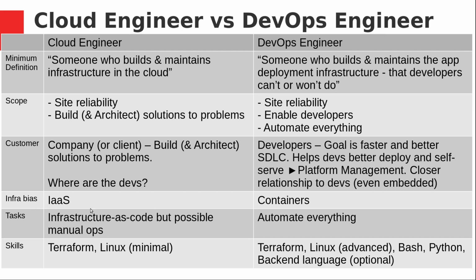So in terms of infra bias, for a cloud engineer, typically you're going to have a heavy emphasis on IaaS, which is really things like virtual machines, and you may even use a lot of managed platform as a service as well. But in general, it will tend to be more VM heavy, more traditional. And as a DevOps engineer, you're more likely to see a focus on containers, so Kubernetes, or even other variants like HashiCorp Nomad, or other Kubernetes distributions, or managed Kubernetes in the cloud, EKS, GKE, AKS, that type of thing, or even containers as a service.